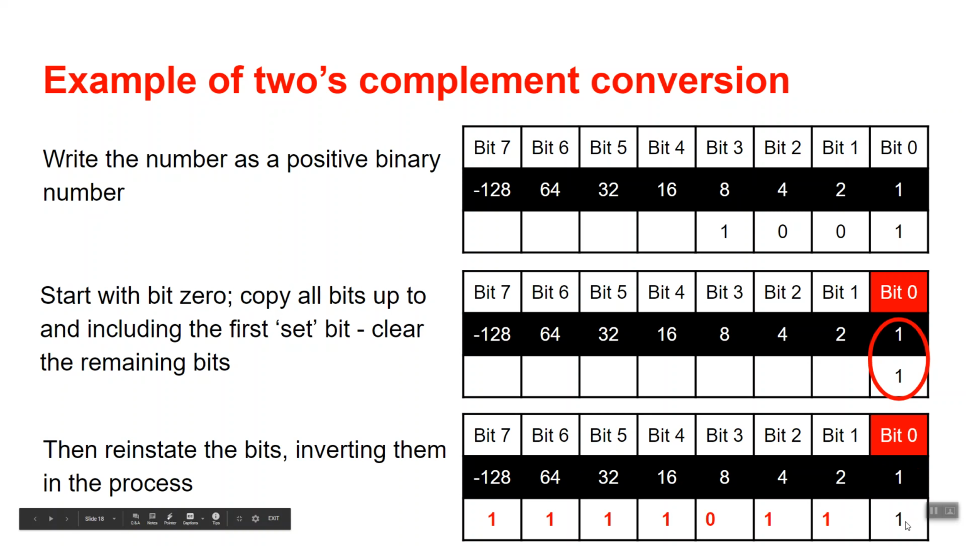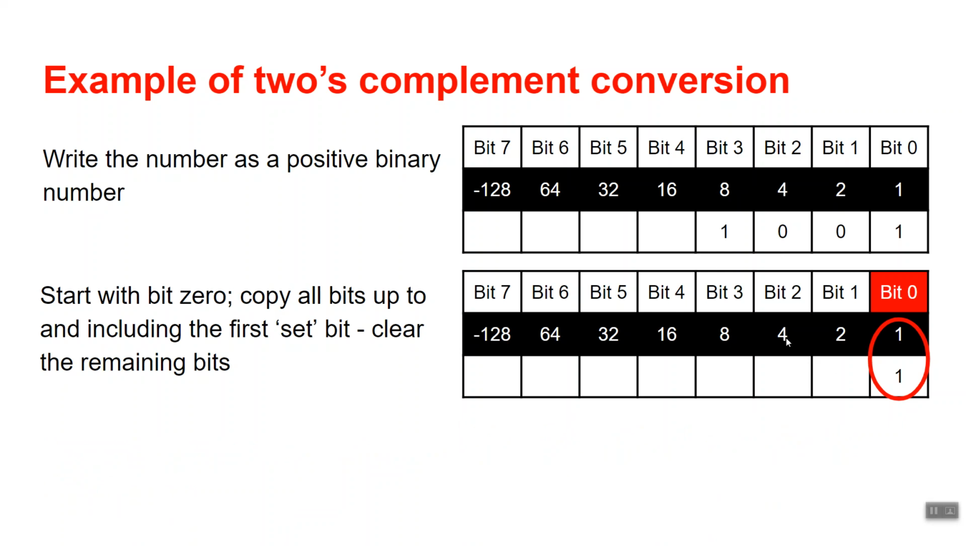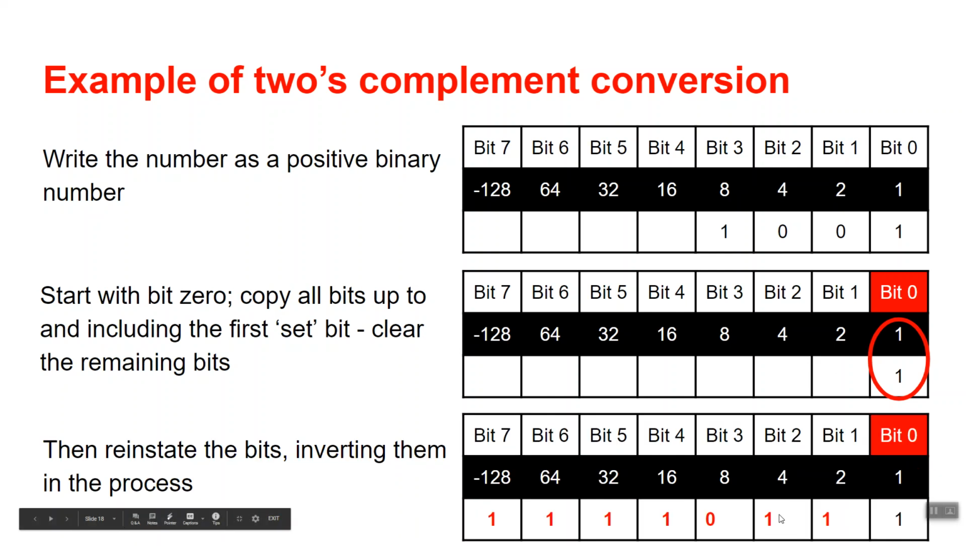So in this position, bit 1 would be a 0 in our original number, so we invert that and it becomes a 1. Bit 2 would be a 0, so we invert that, and it becomes a 1. Bit 3 is a 1, and we invert that, and it becomes a 0. And then all our remaining bits weren't set, so effectively that means they were 0. So we invert those 4 bits, and they become 1.